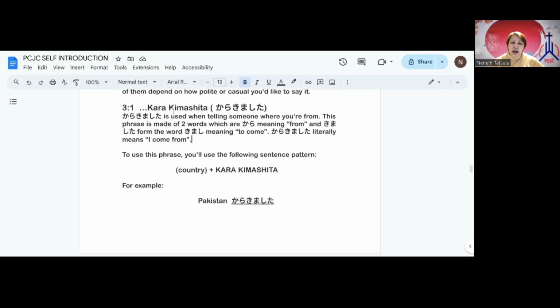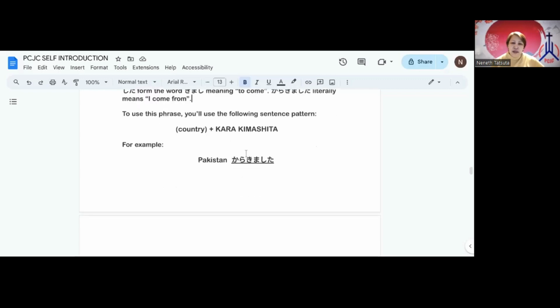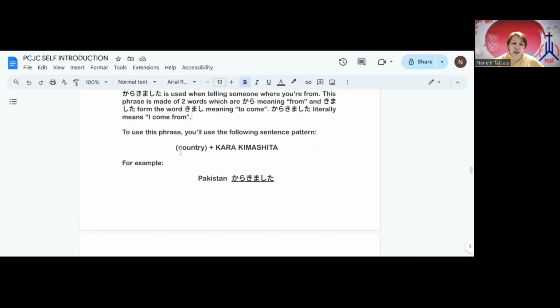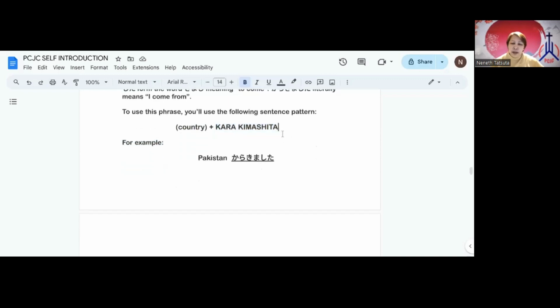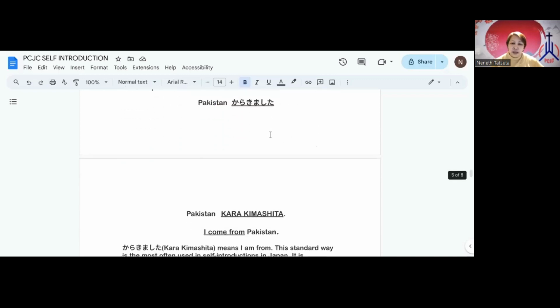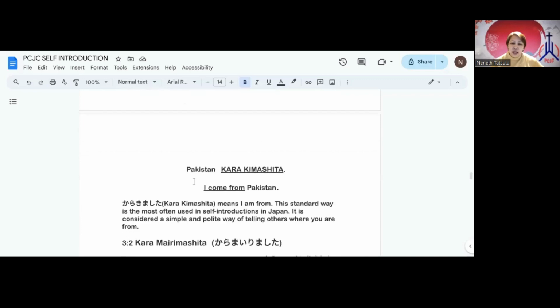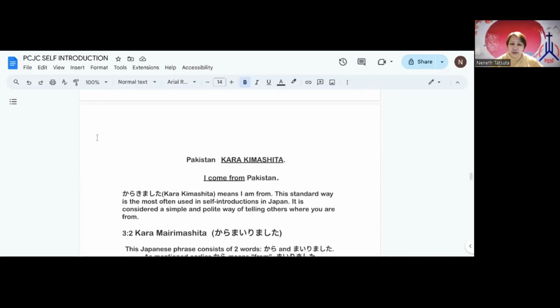So we have the sentence pattern: give your country plus kara kimashita. For example, if you come from Pakistan, you can say Pakistan kara kimashita. I come from Pakistan. Pakistan kara kimashita.